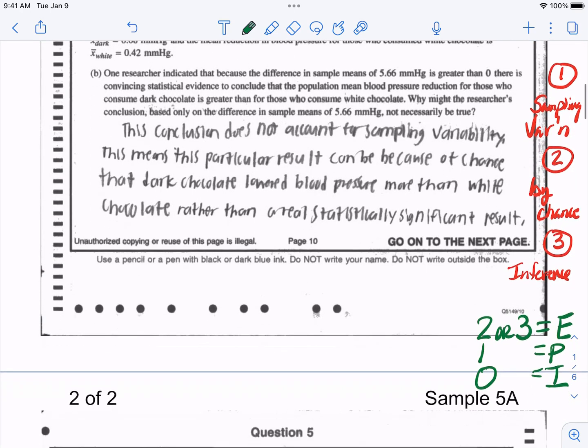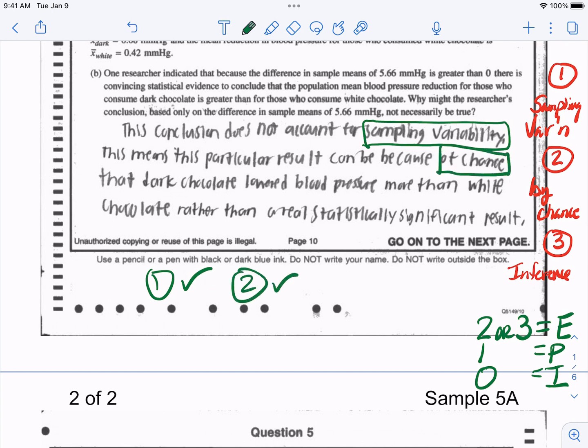Scoring part B, did they talk about sampling variability or the variability from one sample to the next? And yes, they actually used that phrase, sampling variability. And so they got the first component. They talked about the sampling variability could account for the variation. And they also mentioned that chance was an explanation for the variability of 5.66 that they got. And then they did suggest, actually, something about rather than a real statistically significant result.